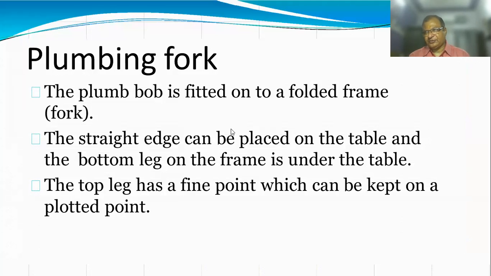Now, plumbing fork. The plumb bob is fitted to a folded frame, a straight edge that can be placed on the table, and the bottom leg of the frame is under the table and the top leg has a fine point which can be kept on the plotted point.